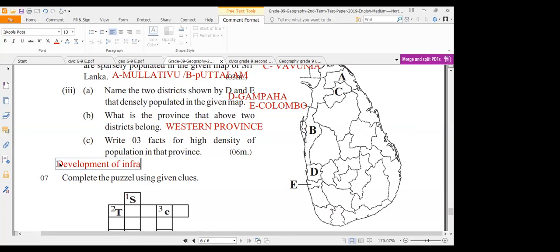Can you tell us about infrastructure? Roads, railways, electricity supply, water supply, communication.